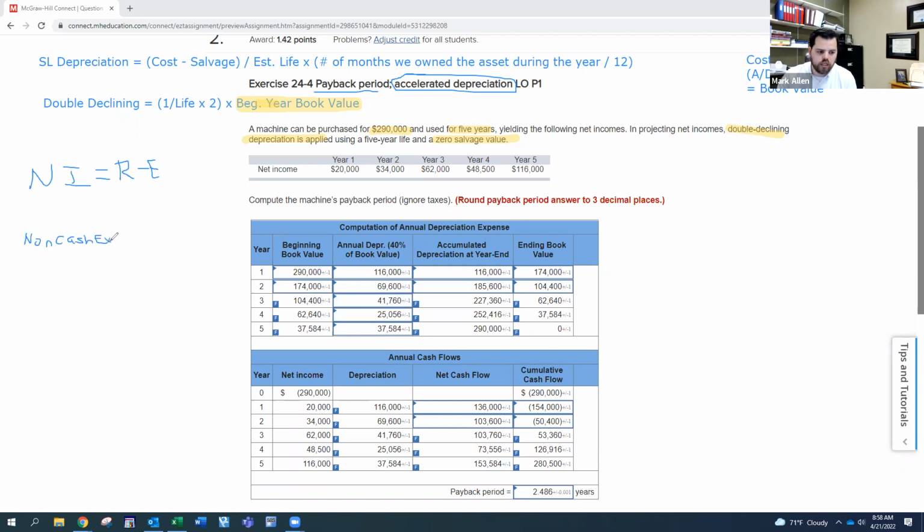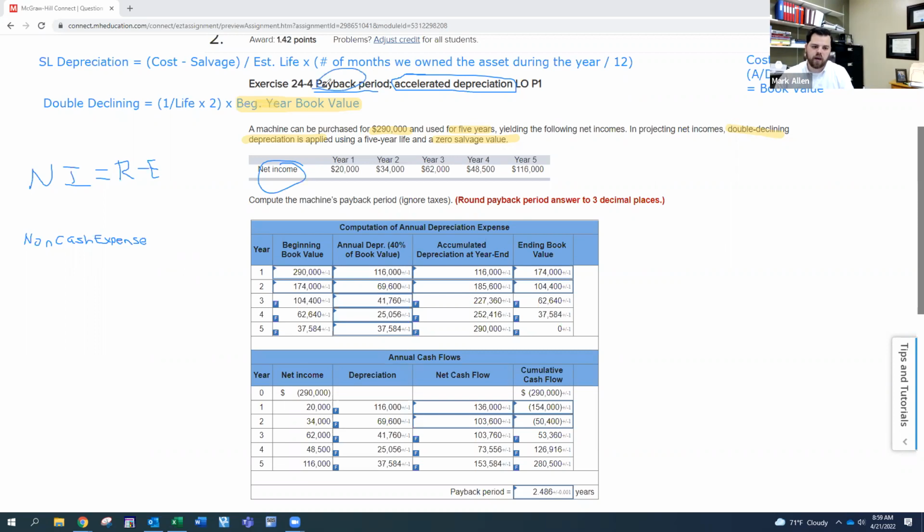Remember, depreciation is just the systematic devaluation of your asset over its useful life. So you're not actually writing a check to anyone whenever you're dealing with your depreciation. This is just a book thing, right? It's a book devaluation to show that, hey, this asset is not worth as much as it used to be worth. And so it affects income, but it doesn't affect cash.